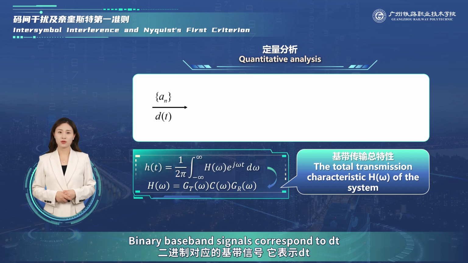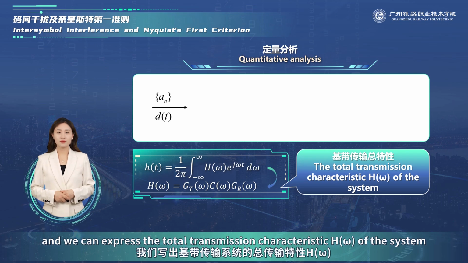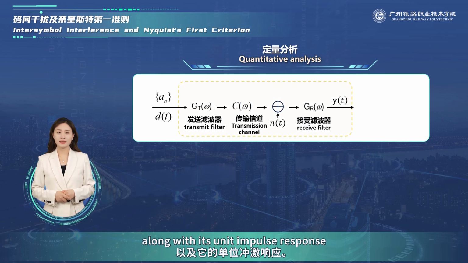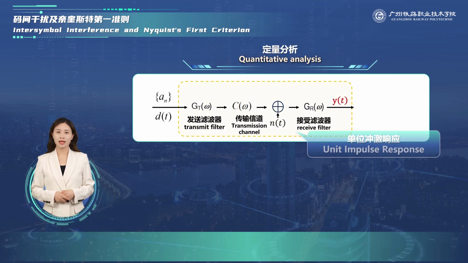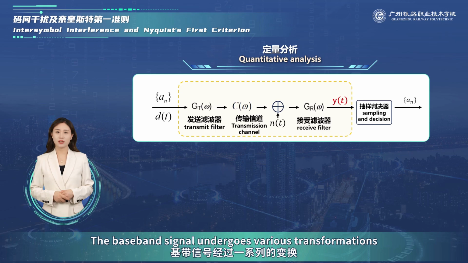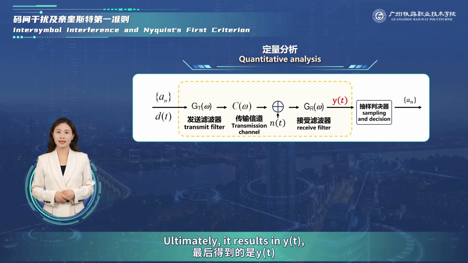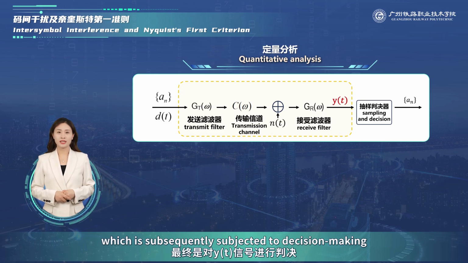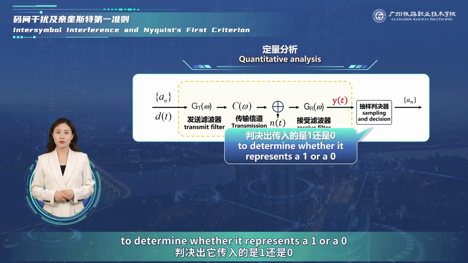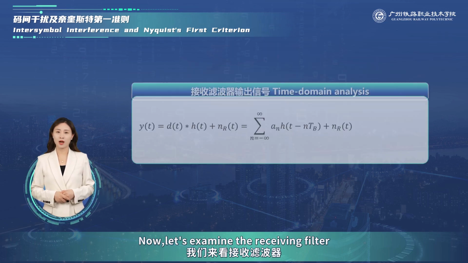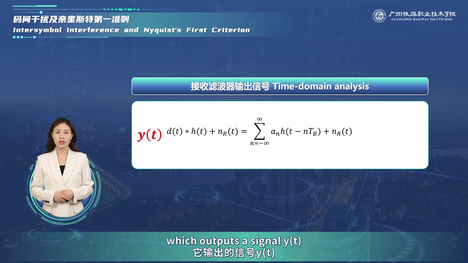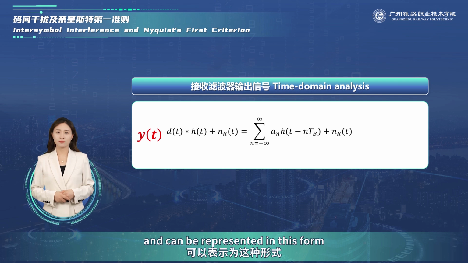Binary baseband signals correspond to d(t), and we can express the total transmission characteristic H(ω) of the system, along with its unit impulse response h(t). The baseband signal undergoes various transformations, somewhat like a journey with numerous challenges. Ultimately, it results in y(t), which is subsequently subjected to decision-making to determine whether it represents a 1 or a 0. Now let's examine the receiving filter, which outputs a signal y(t) and can be represented in this form.